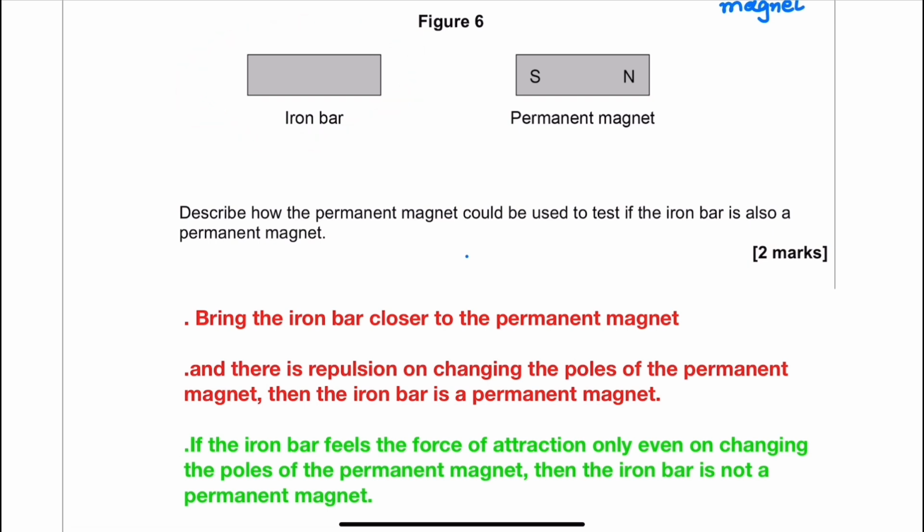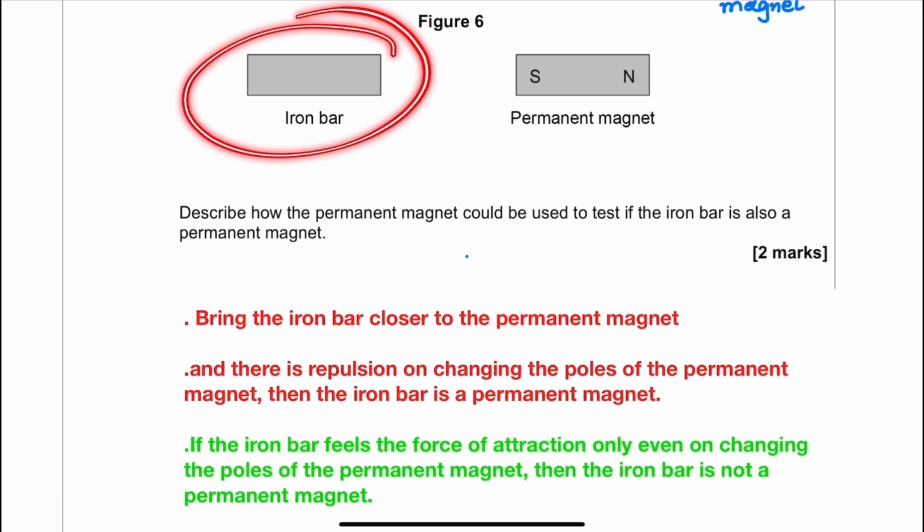If the iron bar feels the force of attraction only, even on changing the poles of the permanent magnet, then the iron bar is not a permanent magnet.